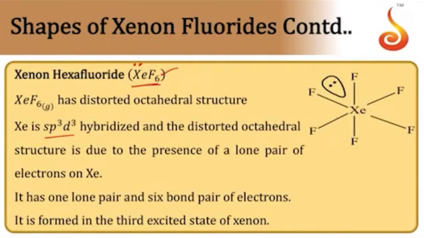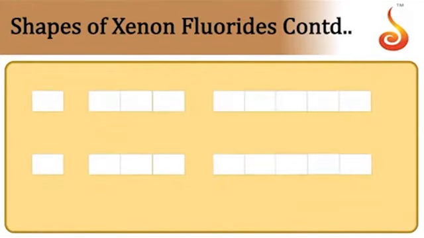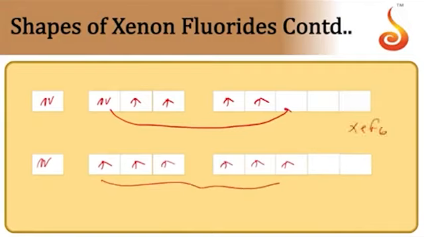If you have seen the previous structure, in the second excited state we have 4 unpaired electrons. This is the configuration you have in the second excited state. Now one more must go to this level, so we have it like this. There are now 6 unpaired electrons here, so it can form the XeF6 molecule. So this comes under the third excited state.